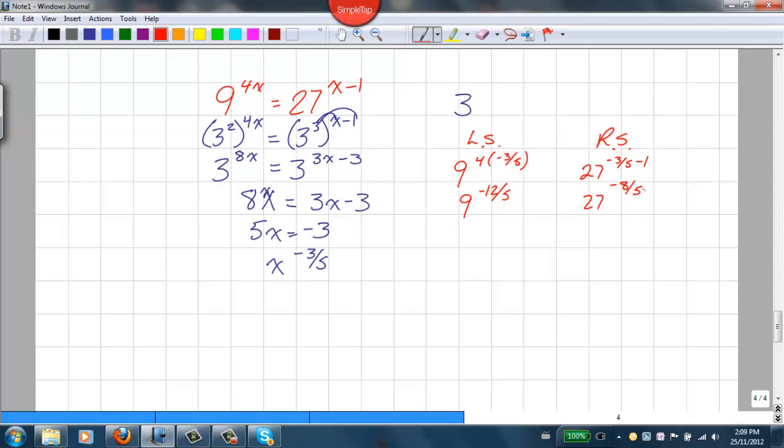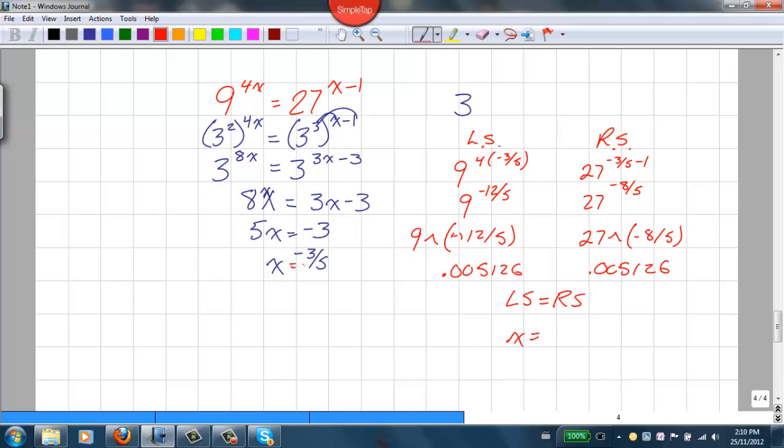And I don't know what the fifth root of those things are, so let's just plug that into our calculator. And both of those, it turns out, gives us 0.005126. So they must be the same. That means the left side equals the right side, and x must be equal to negative 3/5.